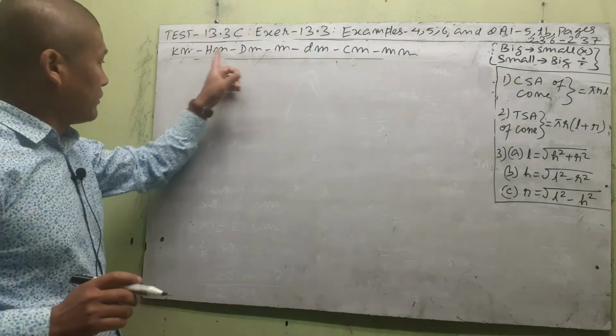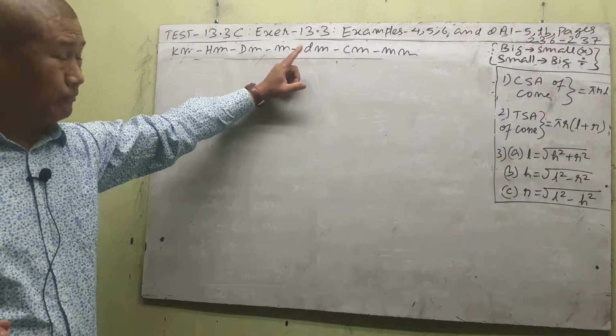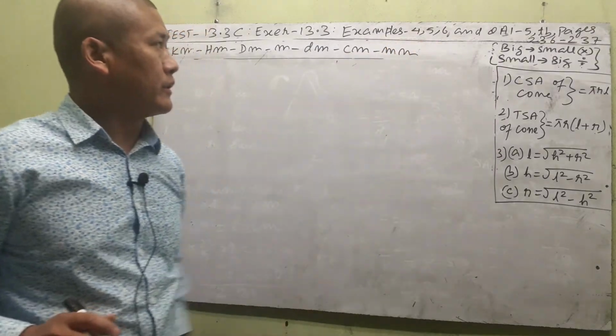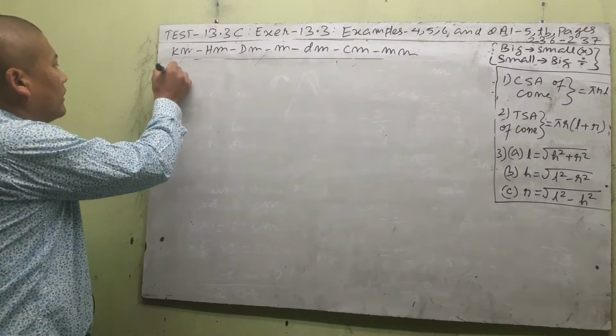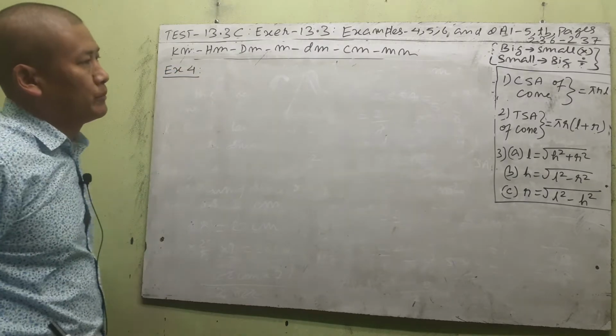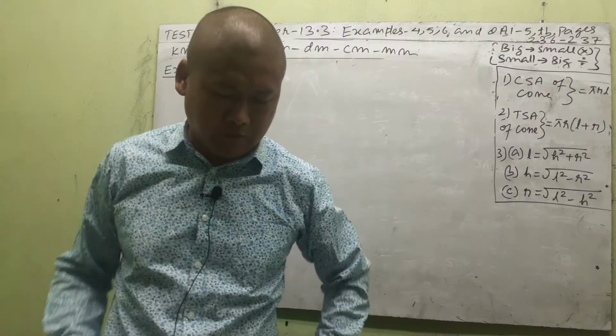So this test 13.3C, okay. The last test of this exercise. Let us start with the examples here. Example 4 on page 236 of the textbook.